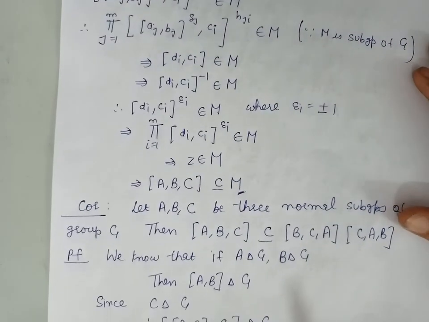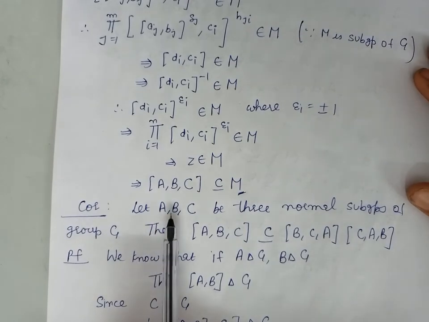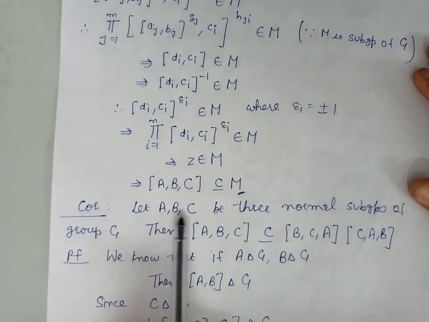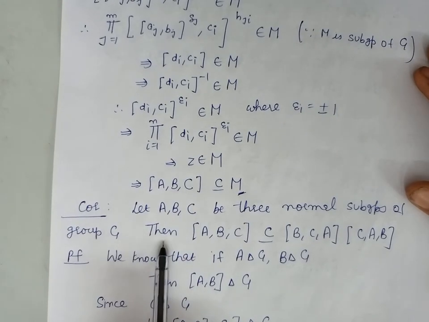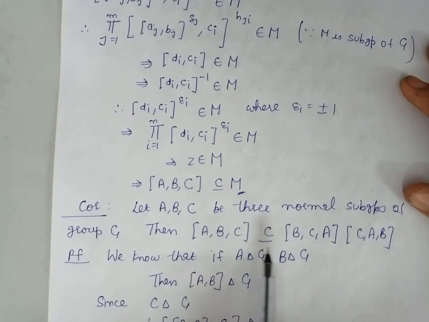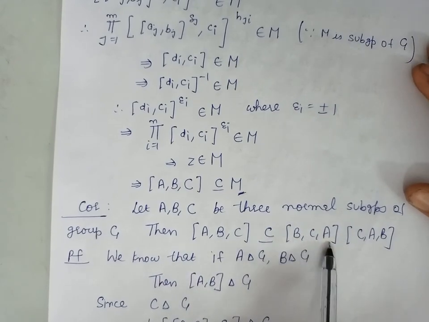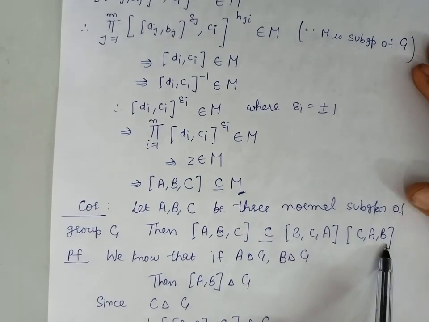Now we discuss a corollary based on P. Hall's lemma. Let G be a group. A, B, C are three normal subgroups of G. Then we are to prove that the commutator subgroup formed by A, B, and C is contained in the commutator of B, C, and A into the commutator of C, A, and B.